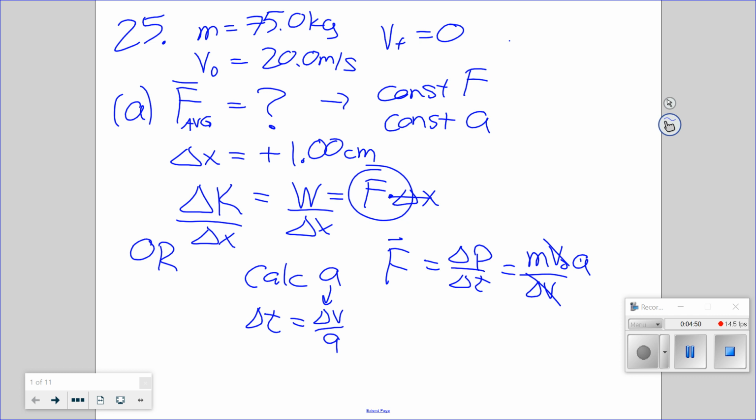Let's see. 31. Momentum as a function of time. Okay, net force is the derivative of momentum. Take the time derivative. 32, same thing. Calculate area, right? That's why I'm on about this.